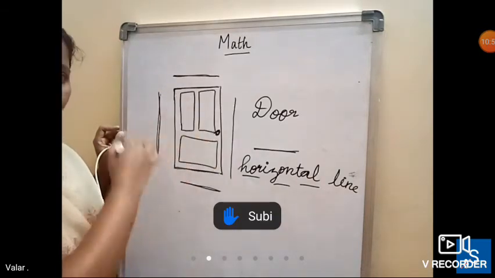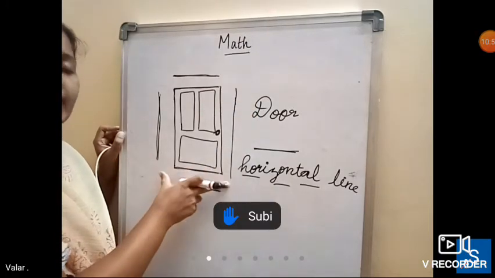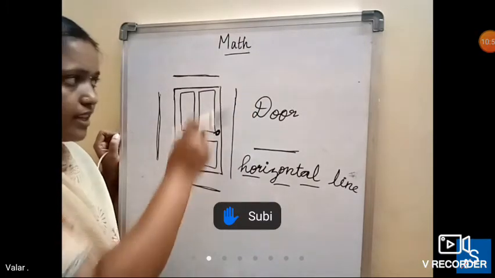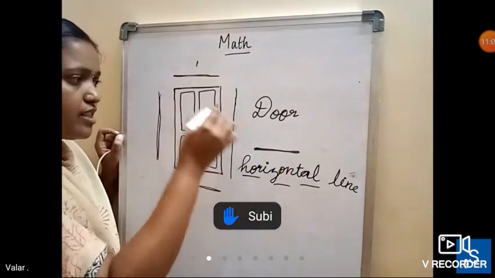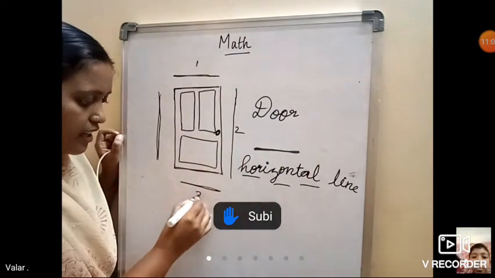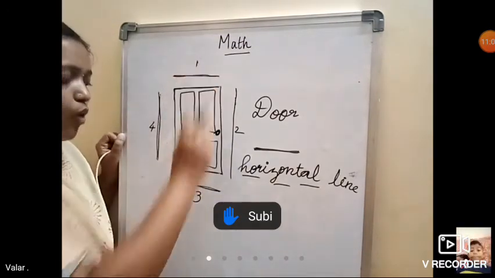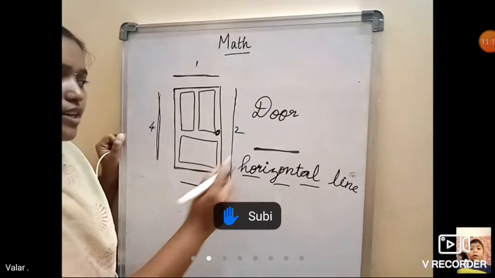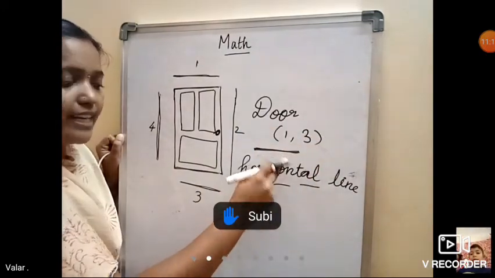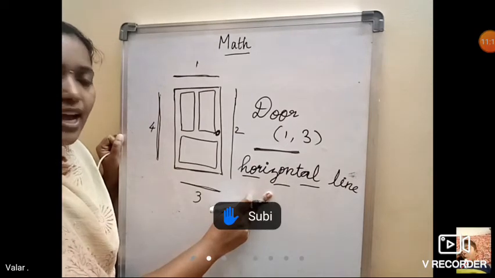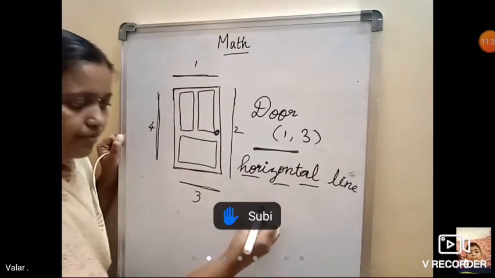Next, you can see the side of the door. These two sides will have the line like this. This is first, second, third, fourth. You just consider 1, 2, 3, 4. The 1 and 3 are called what? 1 and 3 are called straight line. That means horizontal line.